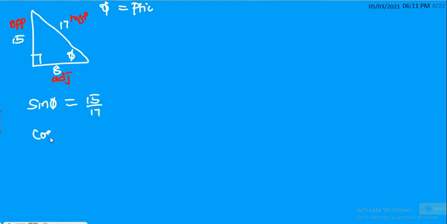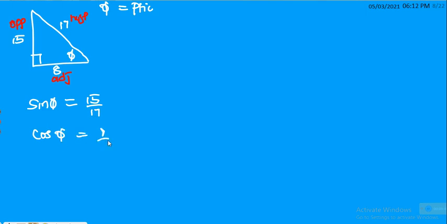So this is a right angle triangle, and this is where phi is; this symbol is pronounced as phi. The opposite of phi is 15, the adjacent is 8, and the hypotenuse of the triangle is 17. Okay, so we can label that properly: this is opposite, this is adjacent, and this is the hypotenuse.